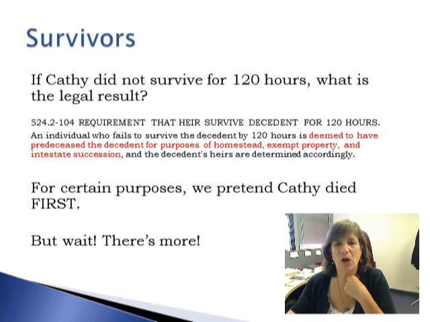So if Kathy did not survive for 120 hours, that's 5 days, what is the legal result? Right, and here it is. If she didn't survive for 120 hours, she is deemed to have predeceased the decedent for purposes of homestead, exempt property, and intestate succession. And the decedent's heirs are determined accordingly. In other words, we pretend that Kathy died first, and then we figure out who Bob's intestate heirs are.